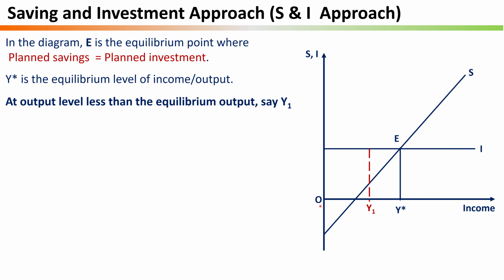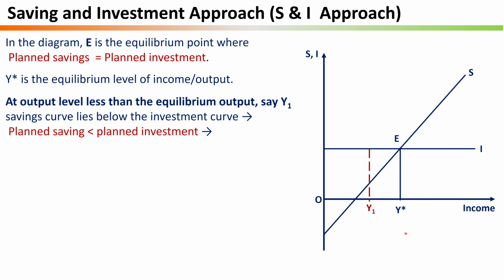At Y1, savings curve lies below the investment curve. That means planned savings is less than planned investment. So if the households are saving less, it implies that they are demanding more. Therefore, it is a similar situation of aggregate demand being greater than aggregate supply.